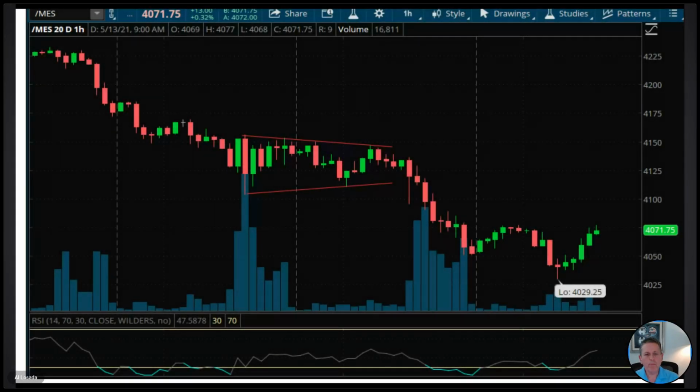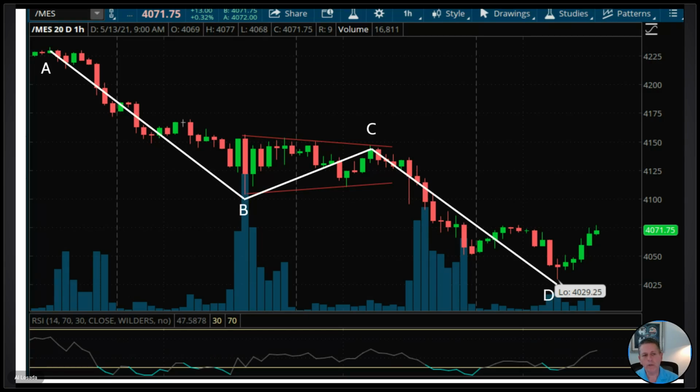So here's another ABCD pattern here. It's a little bit different, but it is an ABCD pattern. What you're doing here is going A to B, C to D. Typically the A to B and C to D are the same amount of time or distance. When you get into this position here, this is where you want to get in, and the market typically just moves higher, and that's where you get your target.